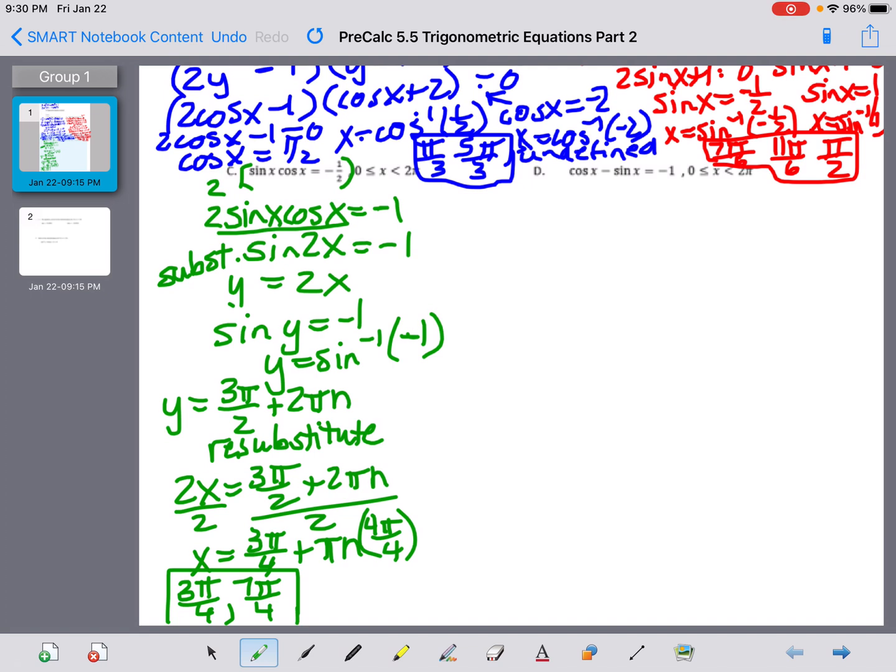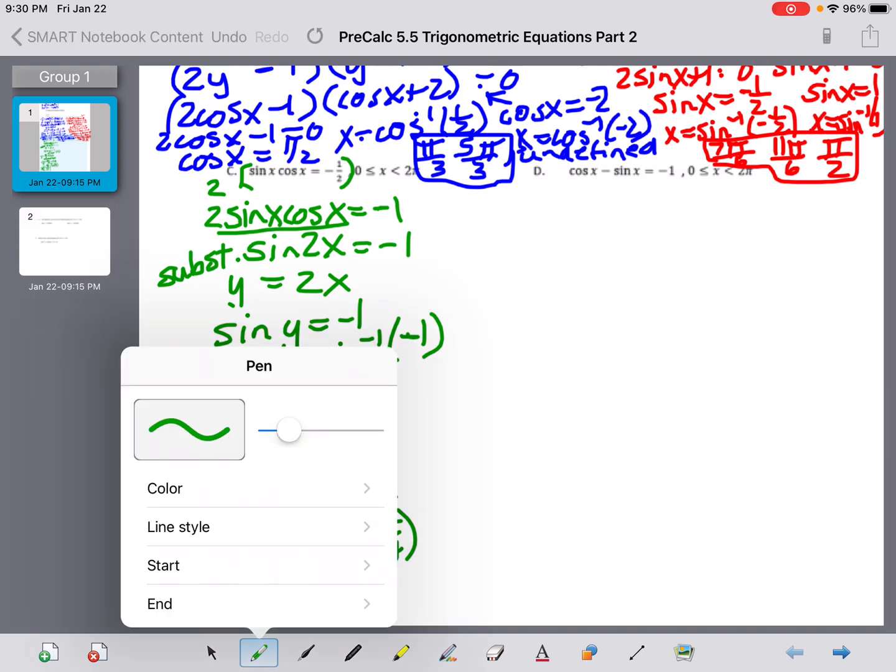And you plug them in and check them in that original sine x cosine x. So if I did the sine of 3 pi over 4 times the cosine of 3 pi over 4, I'd get -1/2. If I did the sine of 7 pi over 4 times the cosine of 7 pi over 4, I'd get -1/2, okay? All right, last one on this page.